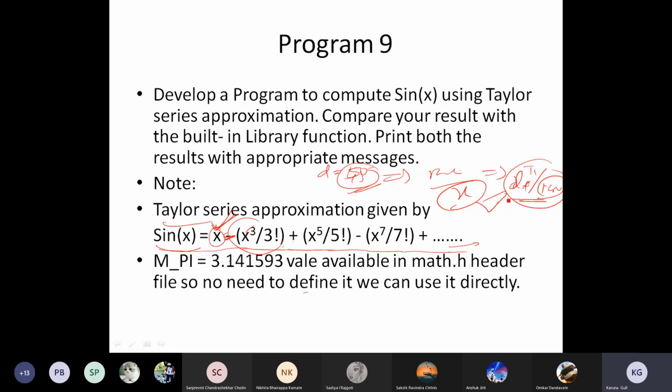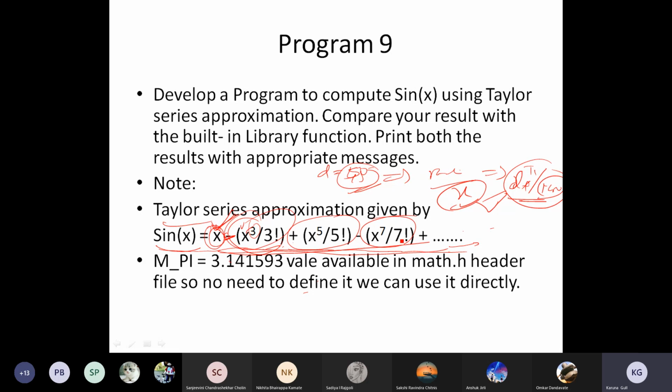Okay, so x value, you already know this is the x value. And you can take the same x value and take the cube of that and divide it by 3 factorial. For this, we are supposed to write the program which is going to do this calculation. For this, you are supposed to write the algorithm or program, right? Okay, so now I say this is the first term, this is the second term, this is the third term, fourth term, and so on.